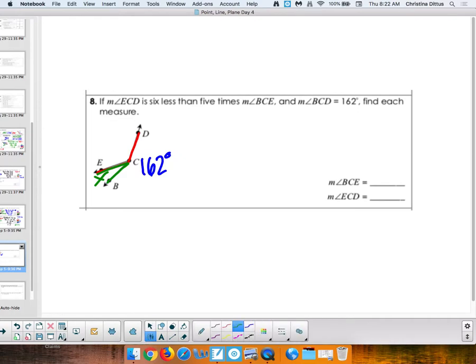Now I go back, and ECD is 6 less than 5 times that angle. How does that look in math lingo? 5 times this. This is X, so 5 times X, and then 6 less. Less meaning subtract 6. Other than that, it's just what we've been doing. Red and green, add them, set equal to blue, my big angle.